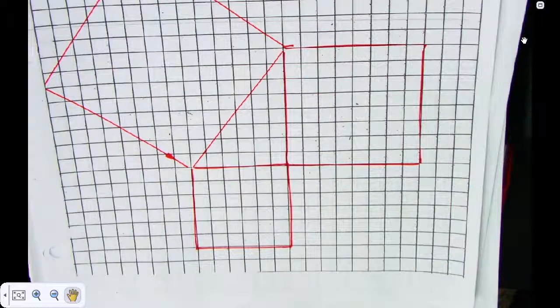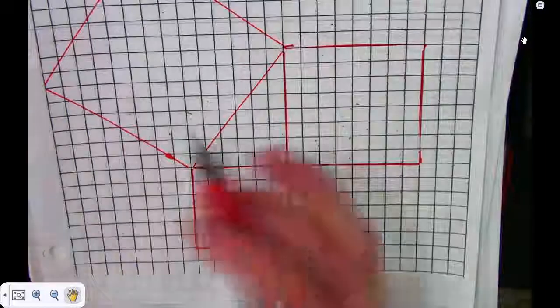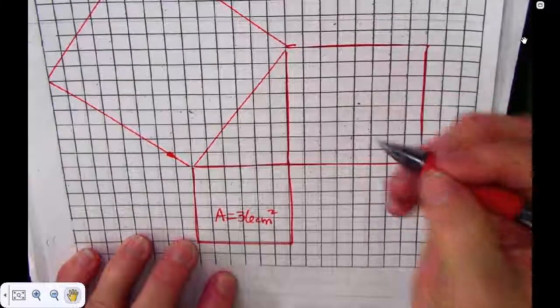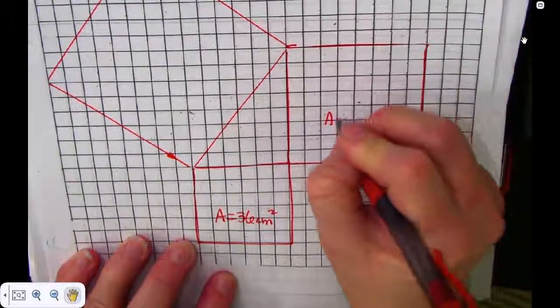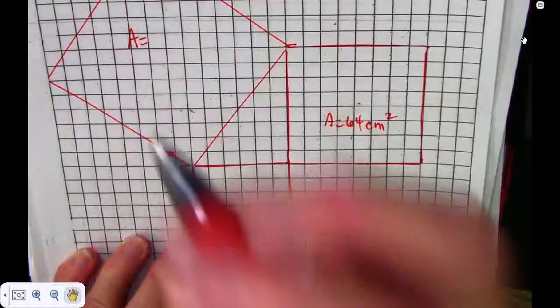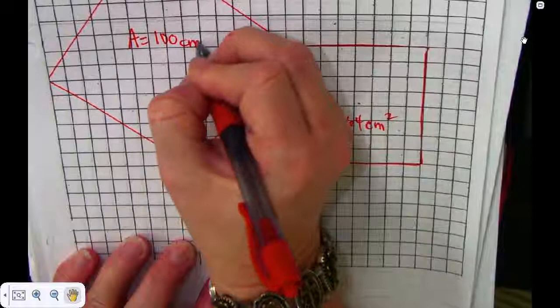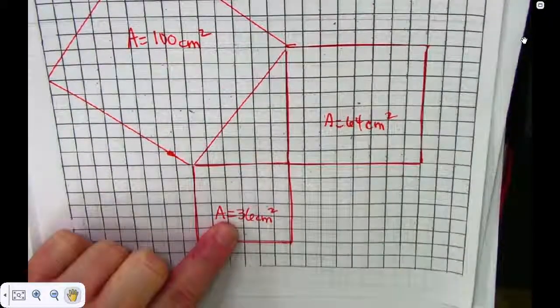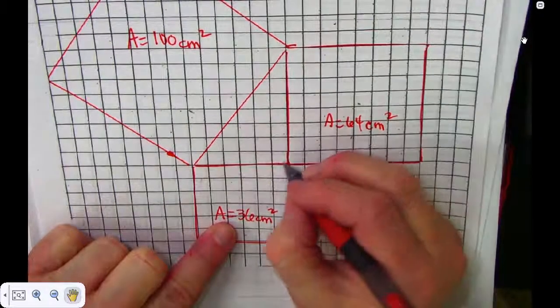Okay. What's the area of the smallest one? Good. And the next, did y'all test it to make sure? And this one was what? 100 centimeters squared. Did y'all test to see if 64 plus 36 gave you 100? Good job. And here's your right angle.